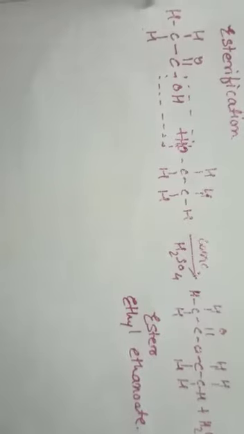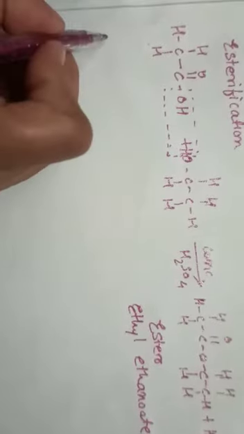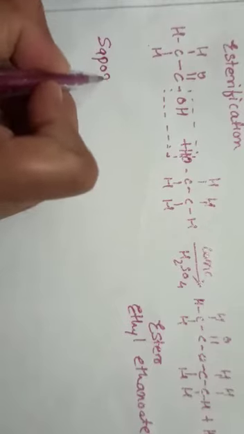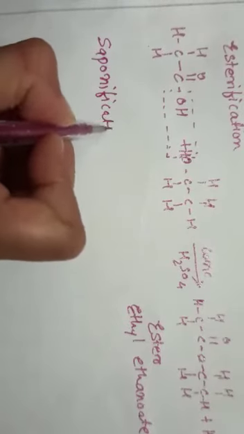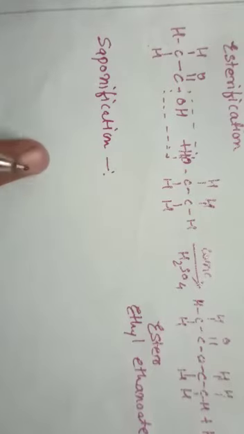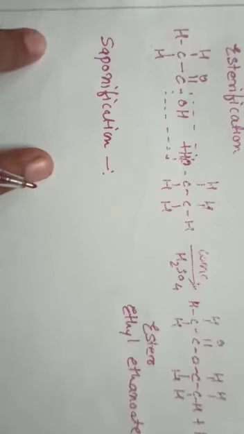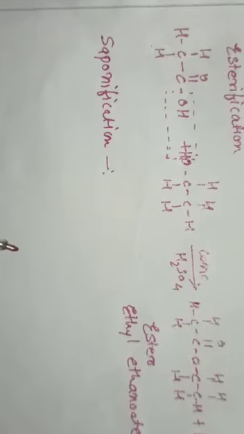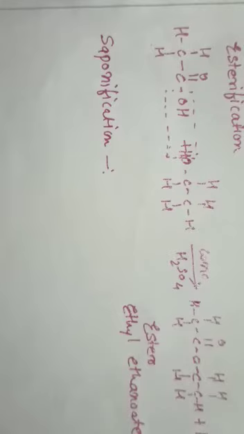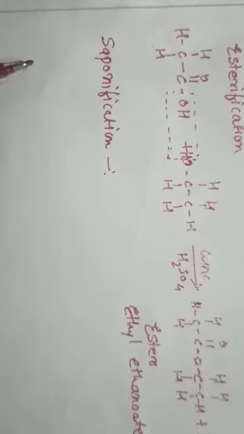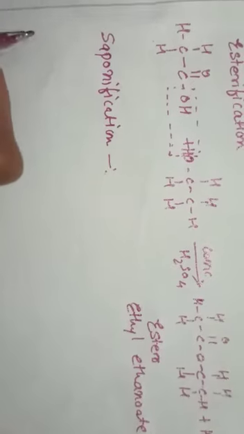Now let's study saponification. This particular process, saponification, is used for soap formation. In this reaction, you will receive a sodium salt of carboxylic acid. Now, it's clear that if you want the sodium salt of carboxylic acid, one of your reactants should be ester. So here, to understand the saponification reaction, we will take ester.